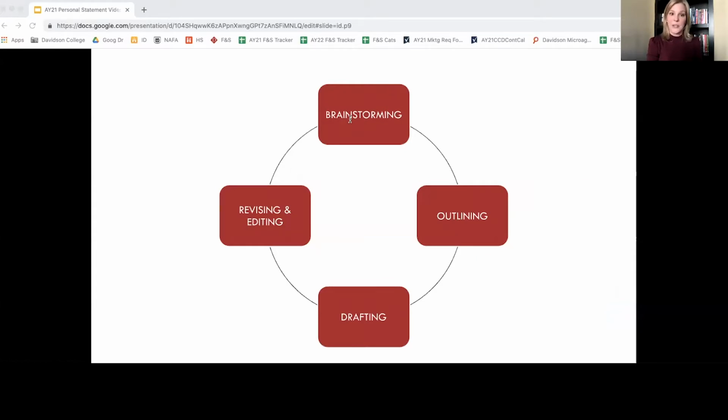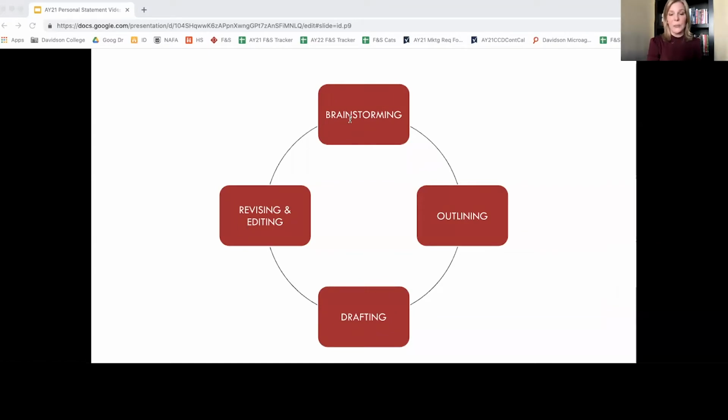The writing process includes brainstorming, outlining, drafting, and revising and editing. As you see here, the writing process is not linear. When you get to the revising and editing stage, you will likely find that you need to do some more brainstorming and outlining, and that's okay. What's important is that you continue to make progress towards finalizing your statement.